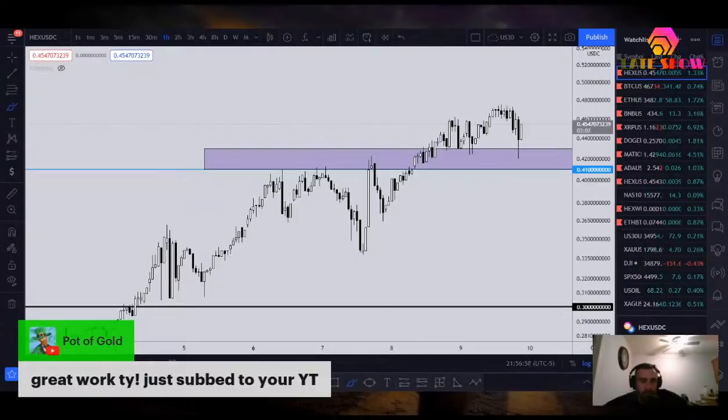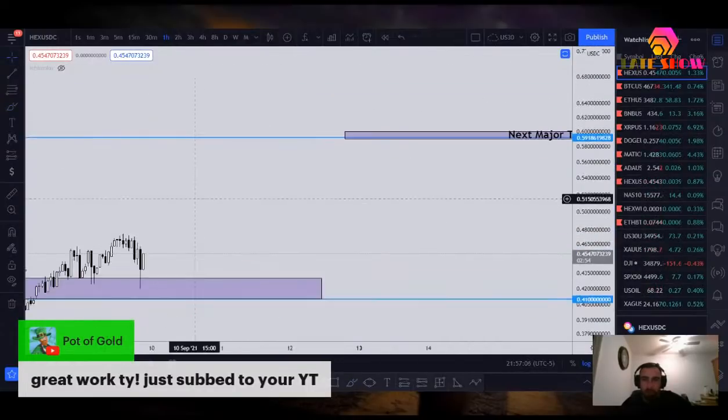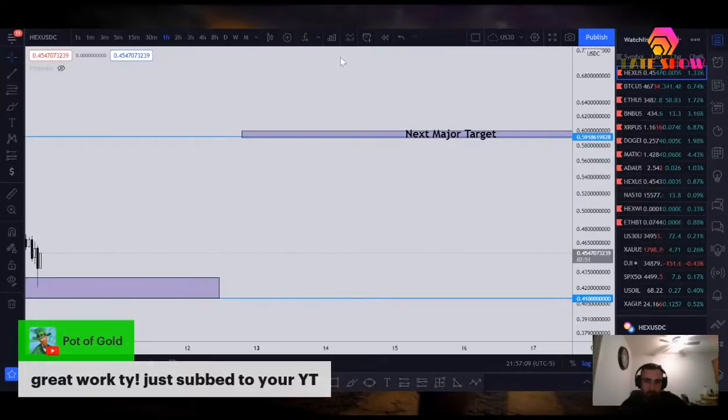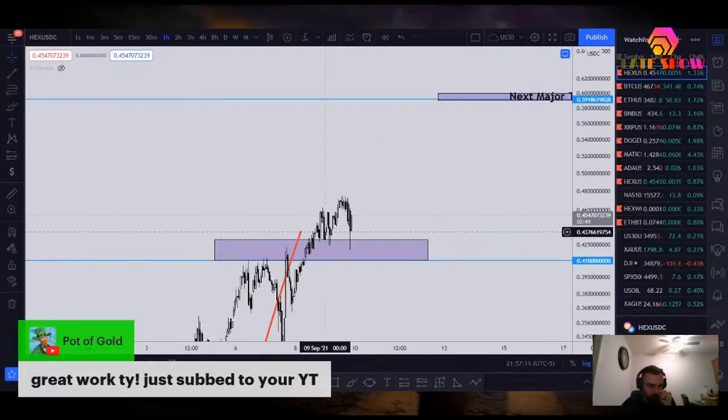And then hopefully next time we get on channel, we get that next major target, which is right around this range. Next major target right around, where's our purple box? 59 to 60 cents. Let's see if we can keep this ball rolling. Remember, watch out for this area for the next couple days, hours, okay?